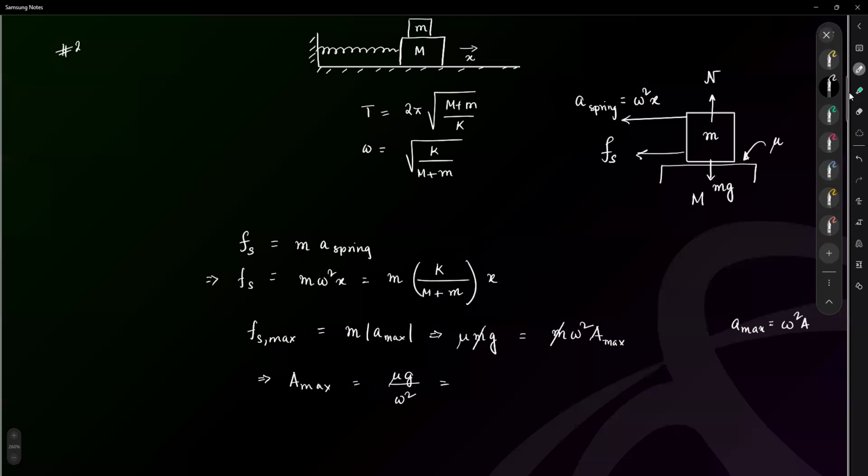Now we know the value of omega square. So let us put that. So this is the maximum amplitude it can reach, after which it will slip. After this amplitude is crossed, the bodies will start slipping away from each other. Okay. Now let us come to our third scenario.